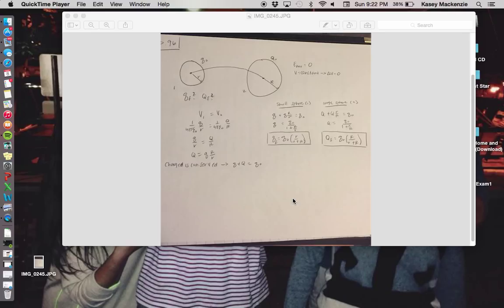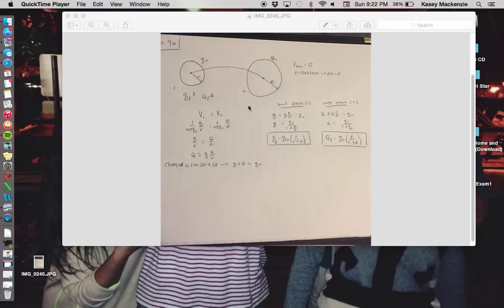The problem asks, given an original charge of q, what is the final charge in both of the spheres? Because the spheres are metal, you know that they're conductors. In conductors, you have an E net of 0, and you also have a change in potential of 0, so V is constant.